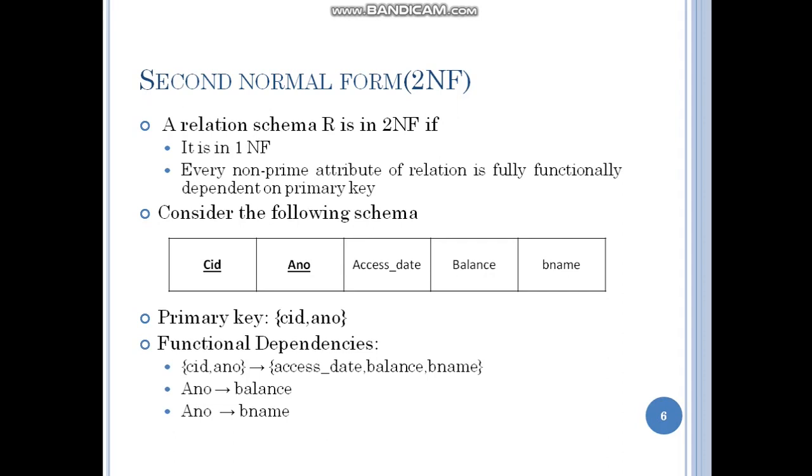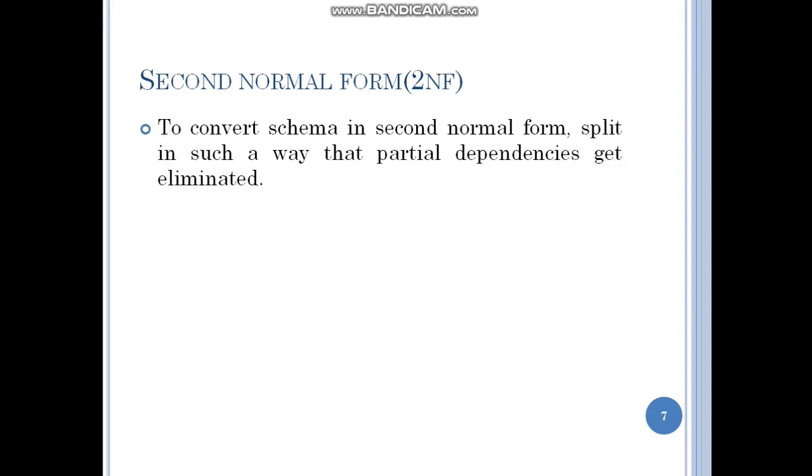Here the major functional dependencies are access date, balance and branch name are dependent on CID and account number. Balance is dependent only on account number. Branch name is also dependent only on account number. So there are two non-prime attributes, that is balance and branch name, which are not fully functionally dependent on the primary key but only on part of it. That is, balance and branch name are dependent only on account number. So clearly this relation is not in second normal form.